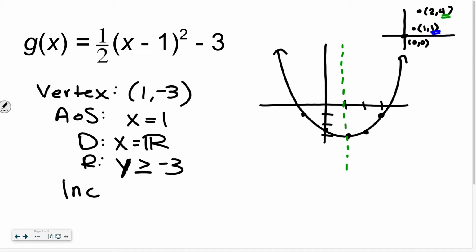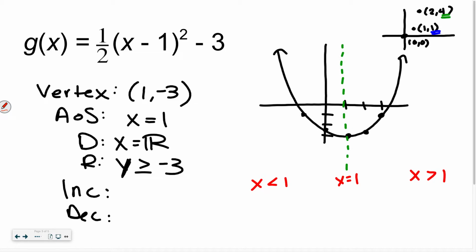And then for increasing and decreasing, okay, remember focus here is your axis of symmetry, x equals 1. There's 2 sides to that. X's that are less than 1 and x's that are greater than 1. And you just decide on that side, what's it doing?